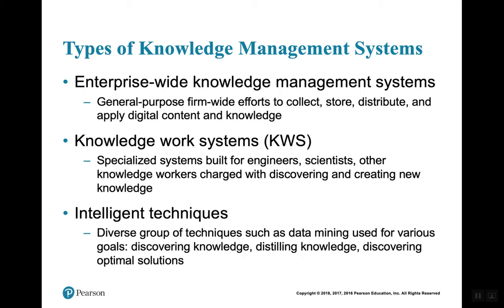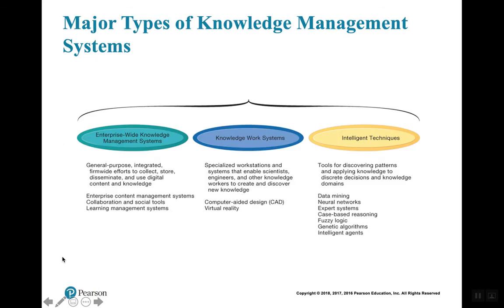All right, so these are the three broad ones. The ones we see a lot of, most general organizations will have some form of enterprise knowledge management system, which is used as really a central collection point. And then these other ones are going to be more specific applications, the knowledge work systems and the intelligent techniques.